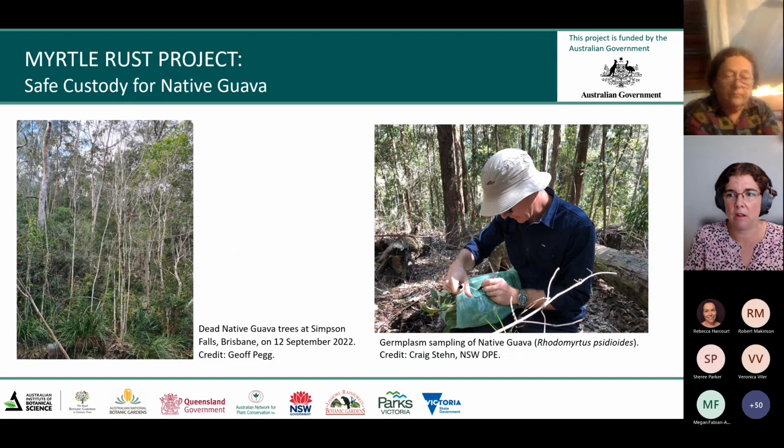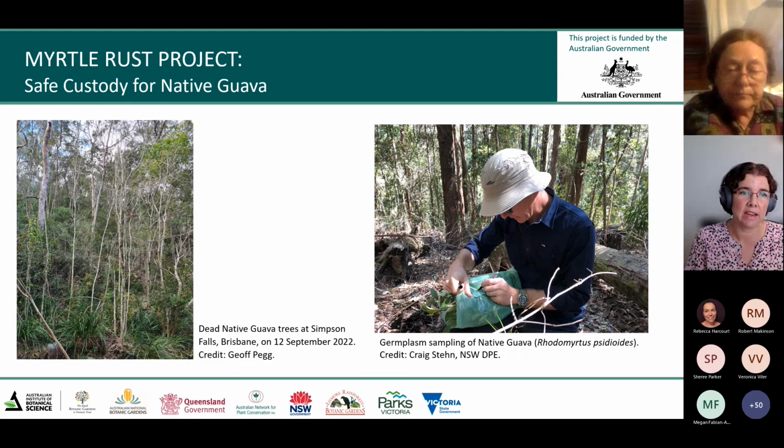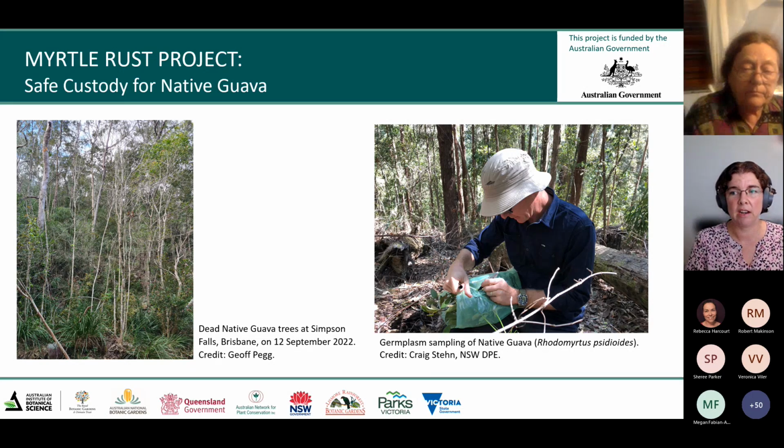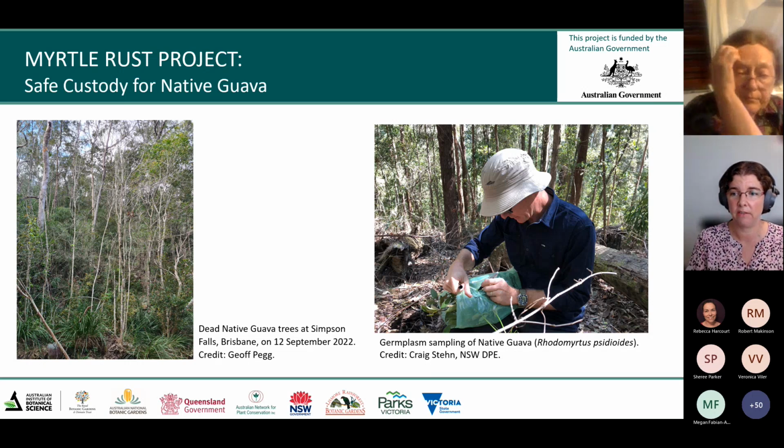For species in rapid decline, such as native guava, this ex situ conservation away from the natural habitat may be the only way that we can safely preserve genetic variation. The current project helps meet the objective of germplasm capture, which is a very high priority in the National Action Plan. Germplasm just means any plant material that can be used to produce new plants.